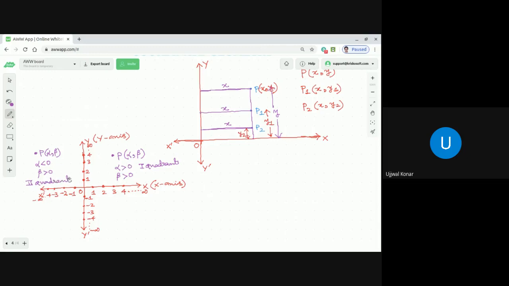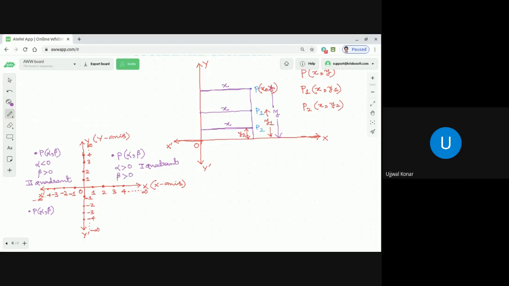Now let's come to the place where both x is negative and y is negative. That means if we select a point P here, alpha, comma, beta. Sir, I have a doubt. Yes, please. Thank you very much for asking the question. Sir, I didn't understand how beta is greater than 0 in the second quadrant. Okay, very good. First of all, thank you very much for asking this question.